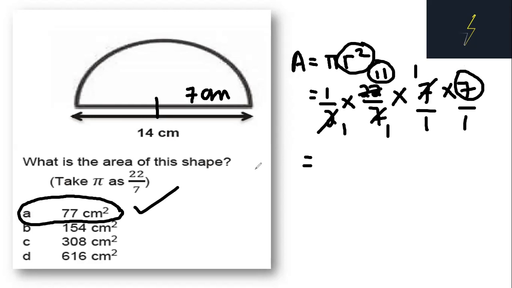And class, did you notice that in the previous question, they used pi as 3.14? If they tell you to use pi as 3.14, you have to use 3.14. If they tell you to use pi as a fraction, you have to use it as a fraction. You follow? All right, I'm going to move on. Any questions?